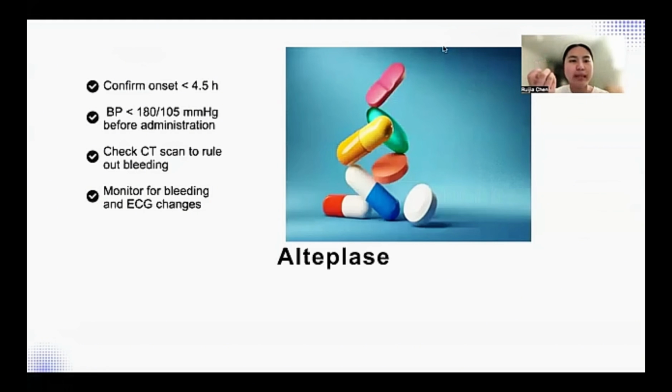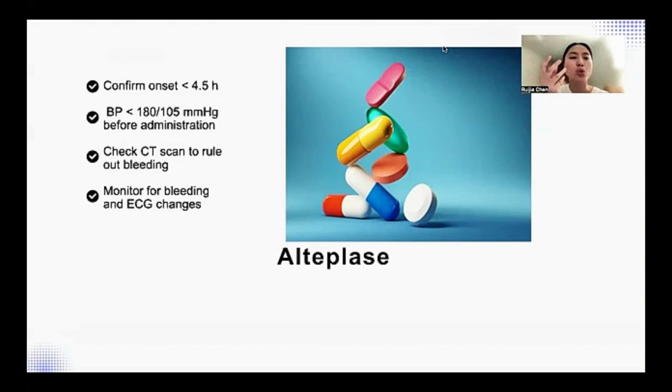Now, let's talk about medicines. Before giving alteplase, it is essential to confirm that Teresa's symptom onset was within 4.5 hours. Blood pressure should also be kept below 180/105. Alteplase increases the risk of bleeding. Brain imaging must be performed before treatment.